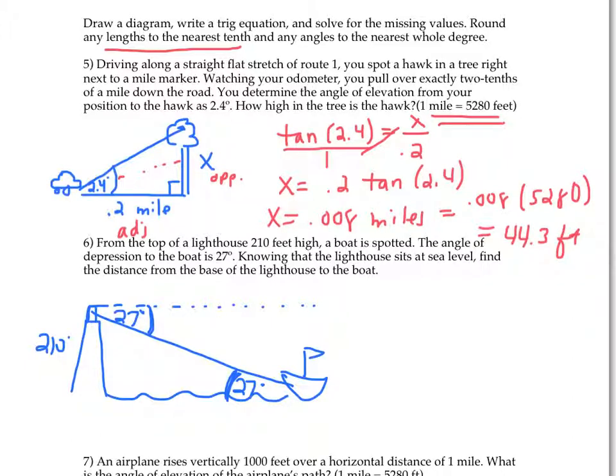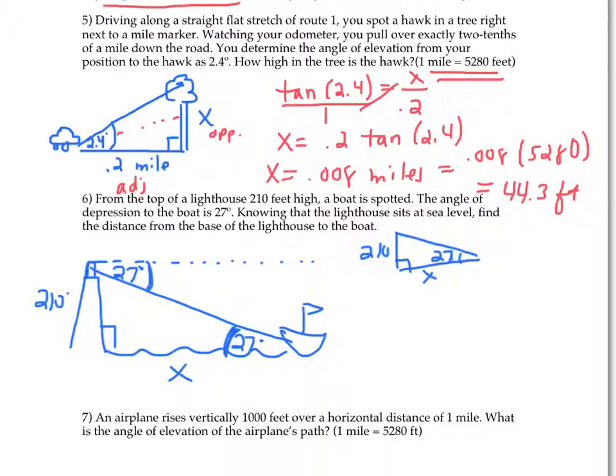Again, we're going to assume this triangle is a right triangle. And it says, knowing that the lighthouse sits at sea level, find the distance from the base of the lighthouse to the boat. So we're looking for this distance. Okay. So in a much simpler diagram, this is what we've got. 27 degrees, a distance x, okay, right angle, and a height of 210 feet.